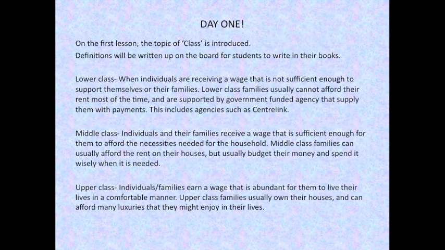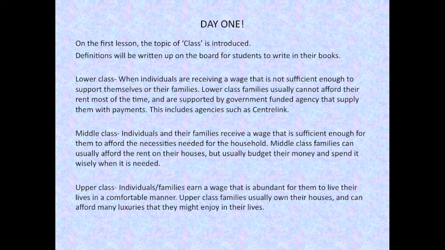In the first lesson, the teacher will introduce the topic of class to the students. Students will be learning about the 3 different levels of class and their definitions. The 3 levels of class are the lower, middle, and upper classes. The teacher will write up the definitions for the students to copy down in their books, and this will give them a basic understanding of the 3 levels of class.